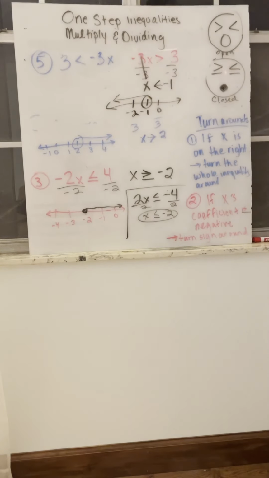Okay, so remember your 2 turnaround rules. If you have both turnaround rules, you want to do the first one where you flip the whole thing around, if your x is on the right side, and then deal with your second turnaround rule. All right, that's it. Take notes.